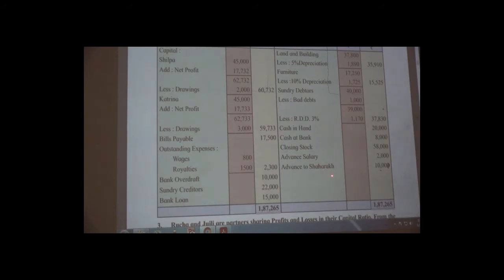Okay. Then see the next item, cash in hand. Cash in hand is shown on the asset side. So see here again, this is the balance sheet. On the asset side, cash in hand by rupees 20,000 is recorded here. The next one, cash at bank. Again on the same side, next item you will have to write cash at bank by rupees 8,000.